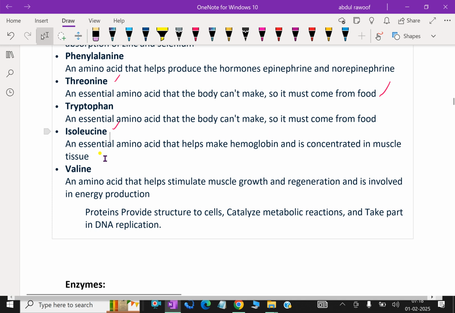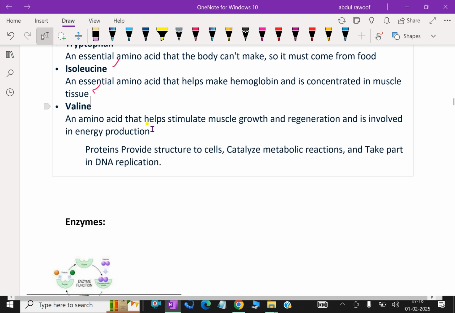Isoleucine, an essential amino acid that helps make hemoglobin and is concentrated in muscle tissue. Valine, an amino acid that helps stimulate muscle growth and regeneration and is involved in energy production. Proteins provide structure to cells, catalyze metabolic reactions, and take part in DNA replication.